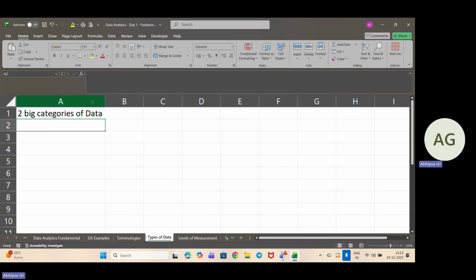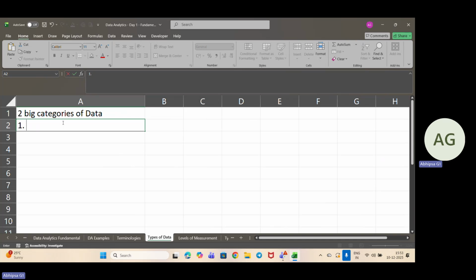So the very first one is qualitative data, that is the data related to words, labels, and categories. These are called qualitative data. Next, we have quantitative data. Okay, so we will be discussing one by one.